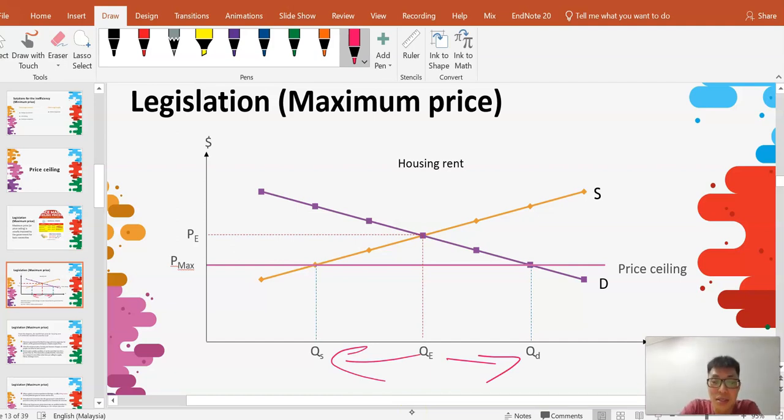This leads to the shortages, right? Because it's no longer so profitable, not only for the housing rent market, but for others as well. So it will lead to some shortages.